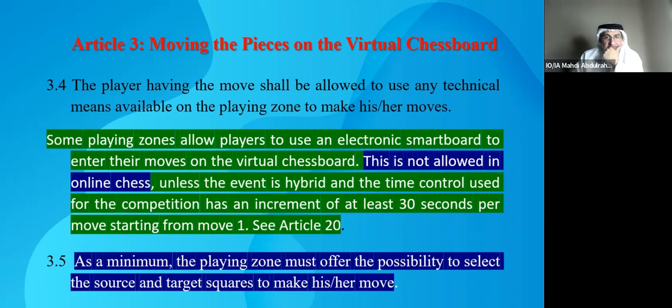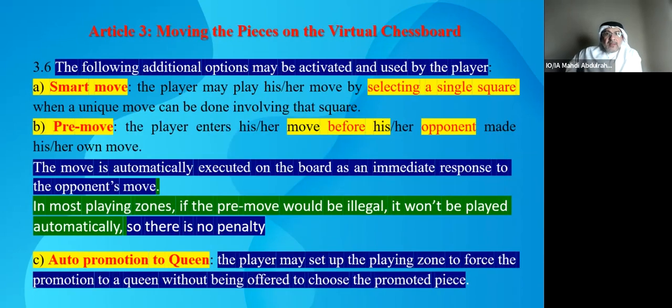Then we have, as a minimum, that the playing zone must offer the possibility to select the source and target squares to make a move. Article 3, we have three things. We have the following additional options that may be activated and used by the players.